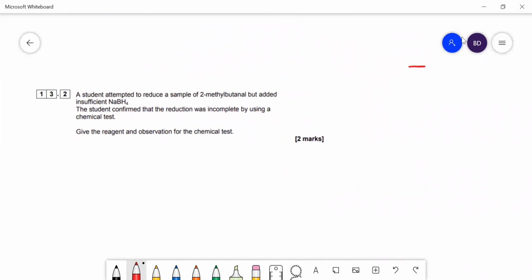Okay, a student attempted to reduce 2-methyl-butanal but added insufficient NaBH4. The student confirmed the reduction was incomplete by using a chemical test. So basically, if it's all reduced, that will go to the primary alcohol, so you will have no aldehyde left over. So you need to test for an aldehyde. If you haven't added enough NaBH4, there's some aldehyde left over.